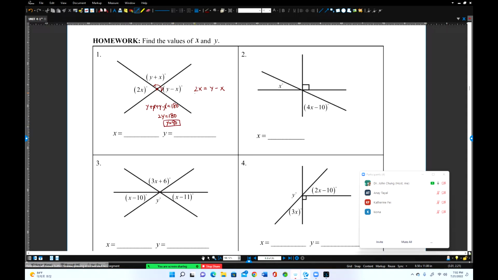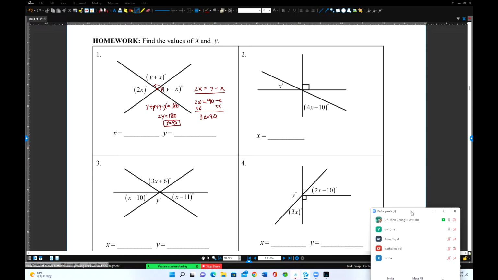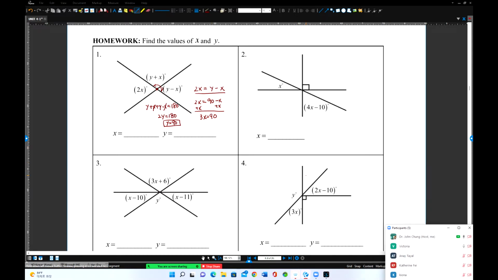Using this one, we can find the value of x over here. Because y is 90, 2x equals 90 minus x. Plus x and plus x, 3x equals 90. When you divide by 3, x equals 30. So x equals 30, y equals 90.